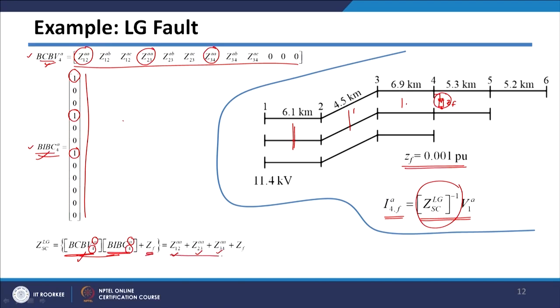So, you can easily get this impedance matrix corresponding to your LG fault for this particular system, and if you put this fault value here, this V1A is already given as 11.4 kV. You can easily get the phase A voltage of bus number 1. This is known, we have calculated it here. So, we can calculate the fault current for phase A of bus number 4.